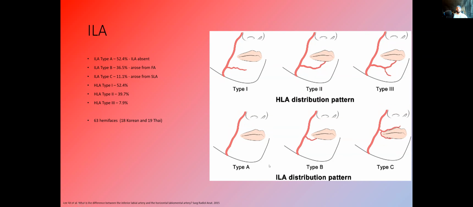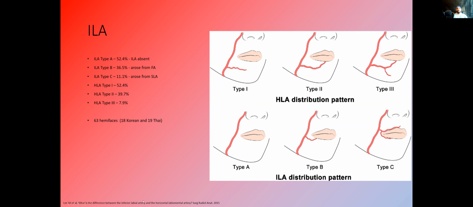Now, the HLA is your horizontal labia artery, a branch of the facial artery. But let's just look at the bottom 3 here. So here, the inferior labia artery, where is it? It's not there, it's absent. And in type B over here, you have your inferior labia artery coming from the facial artery. And as I said earlier on, in 80% of the cases, it's at the level of the oral commissure. And then in type C, you have the inferior labia artery, but guess where it comes from? It comes from the superior labia artery. Okay, so much variation, and they are quite prevalent.